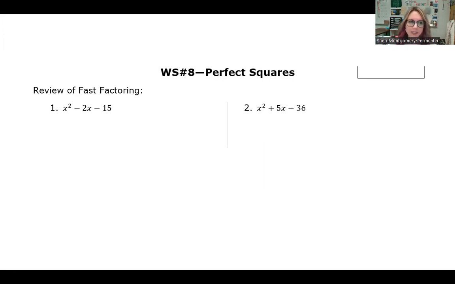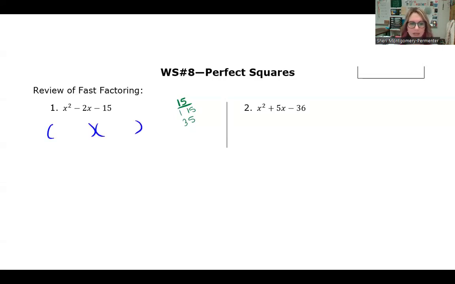And so fast factoring is when you first double check that the leading coefficient, so the number in the front, is a 1, and if it's a 1, then you can fast factor. To fast factor, you find factors of the last number, the constant. So I'm going to find factors of 15. There's not a whole lot of factors of 15. We have 1 and 15, 3 and 5, and those are the only factors I know of for 15.